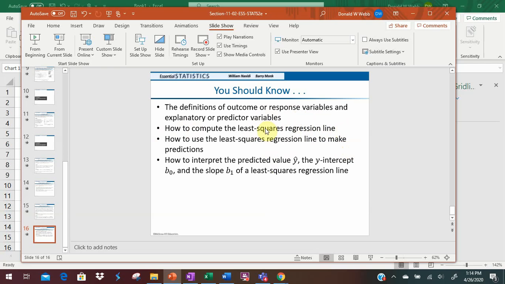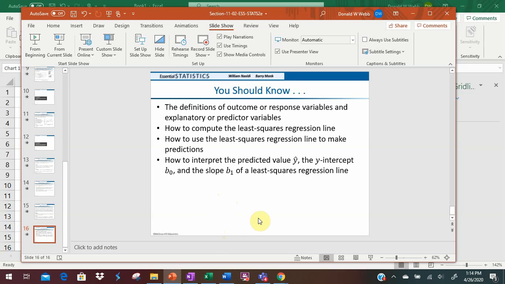How to use it to make predictions. We did the models. And then how to interpret predicted values, the y-intercept b0, the slope b1 of the least squares regression lines. The slope, that's the slope. What does that mean? For every individual, we go up or down by the slope. And then the y-intercept is the value at x equal to 0. And that was that for the lecture.